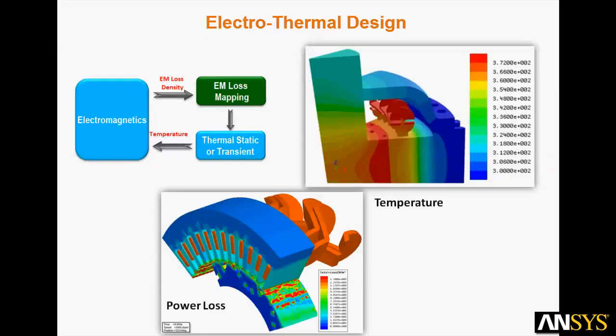The first step is electrothermal design. Maxwell is used to simulate electromagnetic fields and the associated electromagnetic power loss density. Automated routines map these losses to the Ansys CFD, computational fluid dynamics solver, for static or transient thermal simulations. The resulting temperatures from the thermal analysis can be passed back to Maxwell to adjust material properties so that additional corrections to the electromagnetic field may be computed.